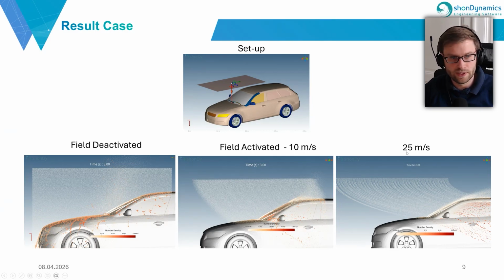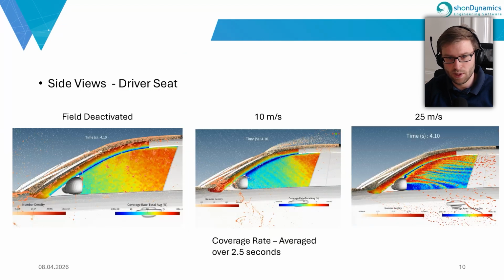And as you can already see in the 10 meters per second case, the rain is not so bent like in the 25 meters per second case. There, the rain is really bent towards the car, and we have forming of small rivulets at the side of the car. Compared to the 10 meters per second case, we don't have this kind of rivulets forming near the A pillar and near the side window of our driver seat.